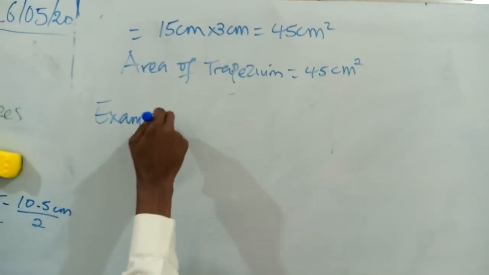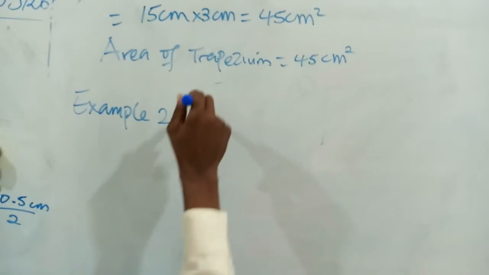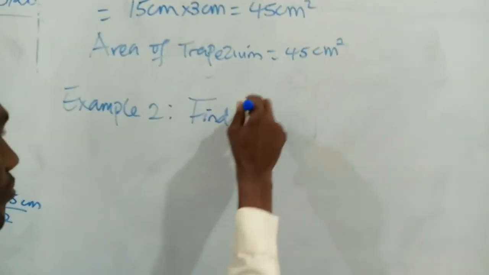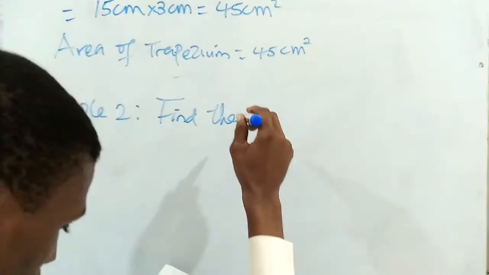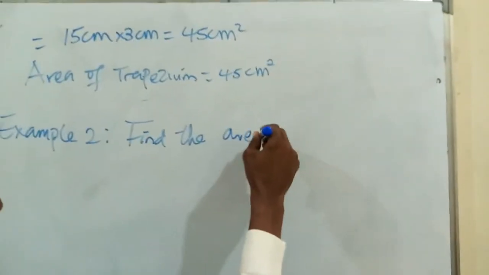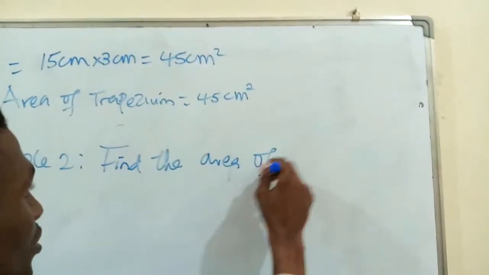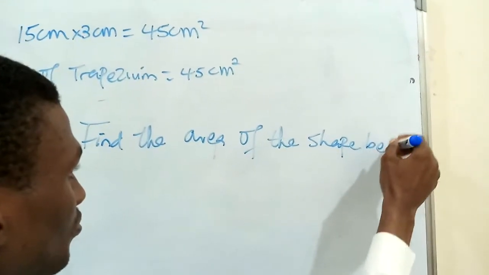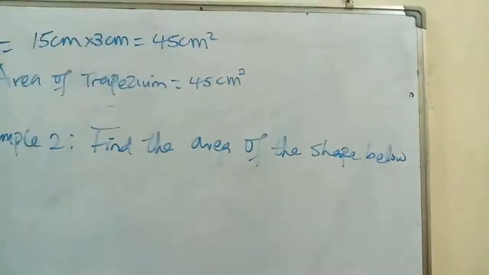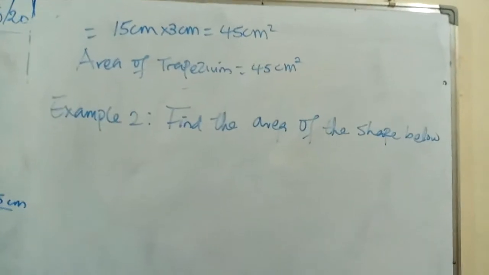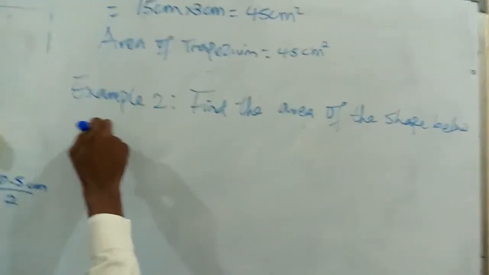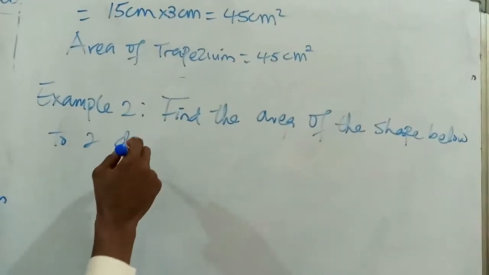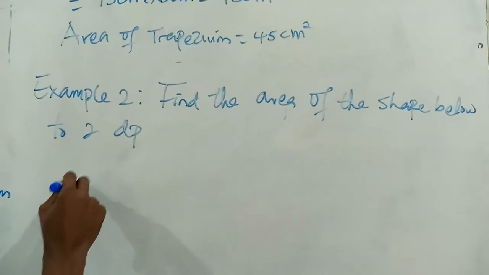To solve another problem, find the area of the shape below, to 2 decimal places. We have the shape on the board.